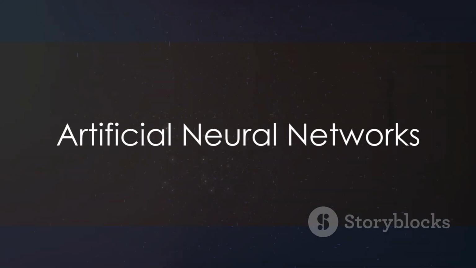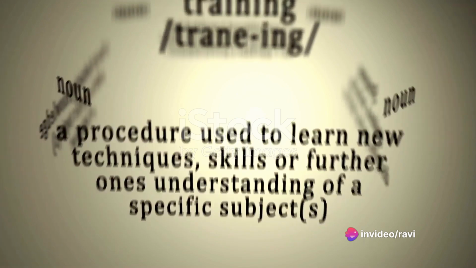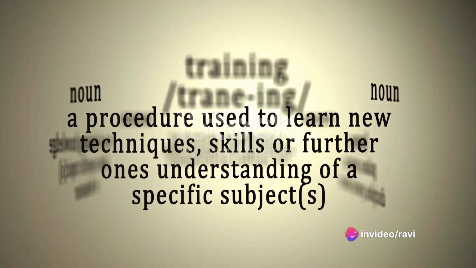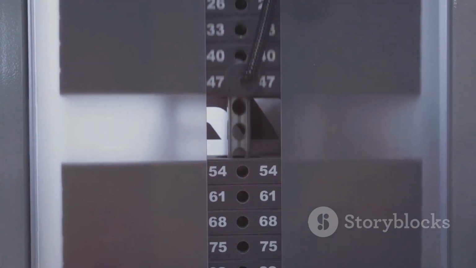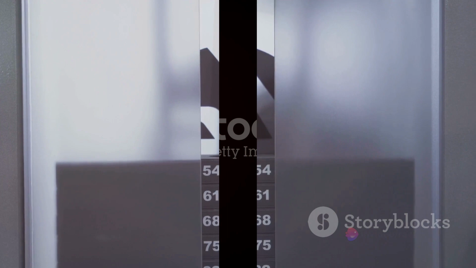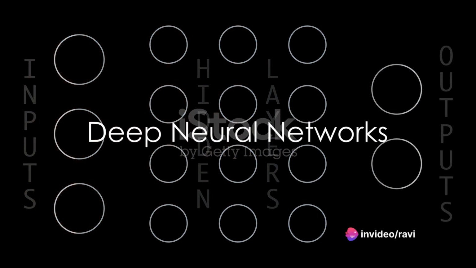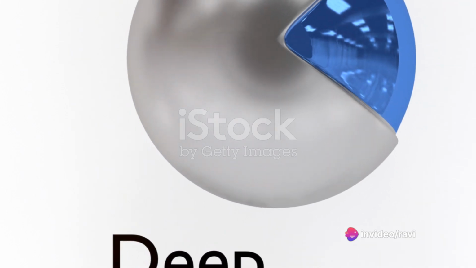At the heart of deep learning lie artificial neural networks. Picture a myriad of interconnected nodes or neurons neatly organized into layers. Each connection between these nodes carries an associated weight, and these weights are delicately adjusted during the training process. Now imagine these neural networks with multiple hidden layers. These are what we call deep neural networks, or DNNs.